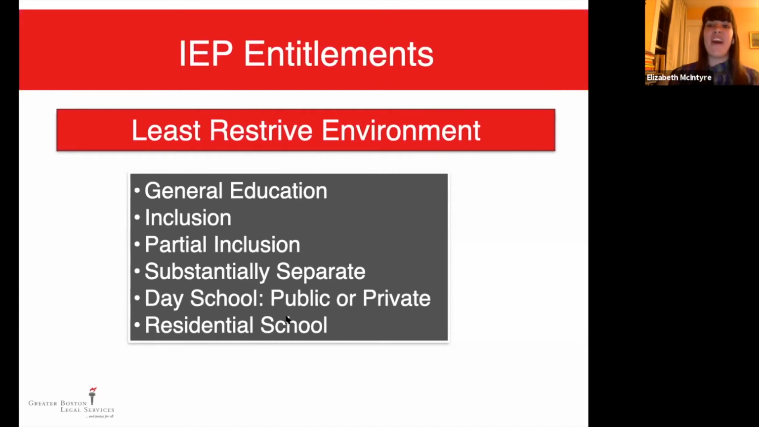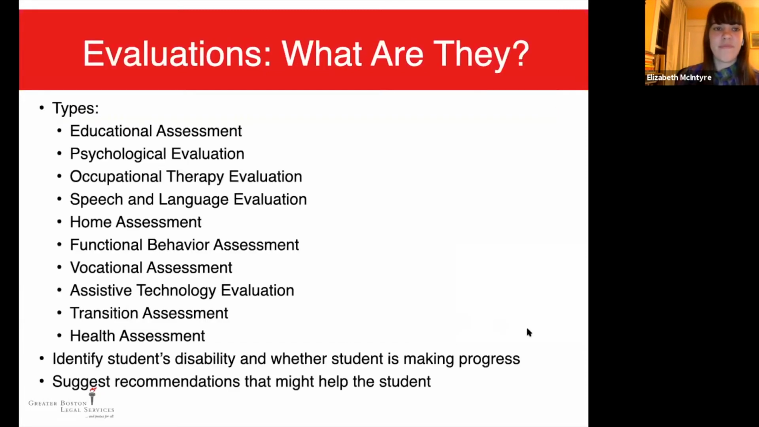That's a very, very, very quick 504 plan and IEP distinction. There's some more nuance to it, but I think I'll leave it there for now. If folks have more specific questions, please feel free to put them in the chat. Okay, now we're going to talk about evaluations.